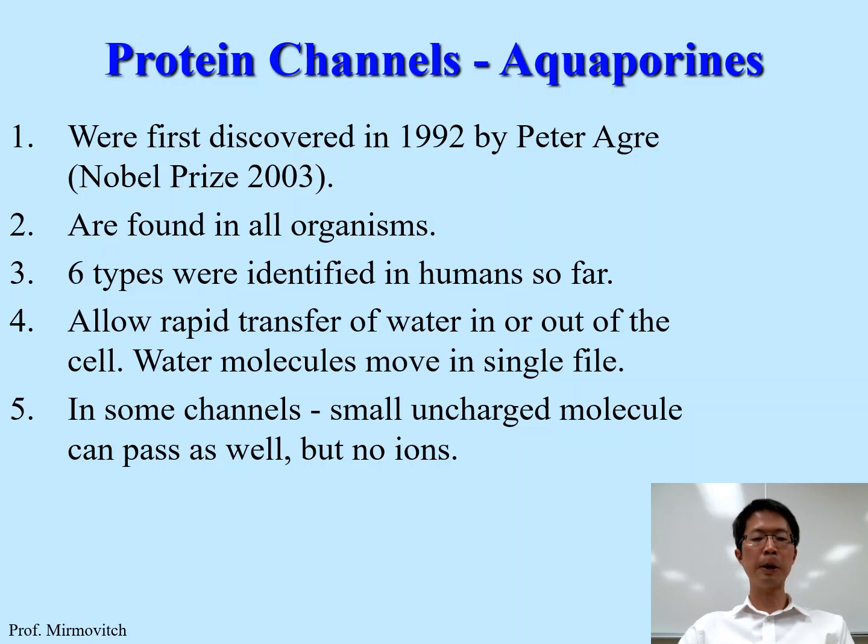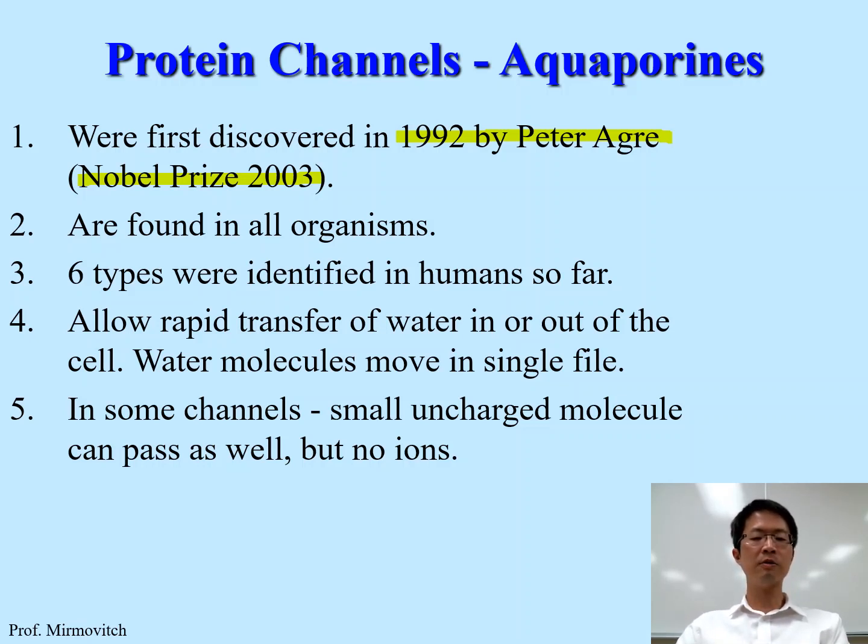Aquaporin was discovered by this person in 1992, Peter whatever. He got the Nobel Prize in 2003. That's over, what, 11 years. 11 years is considered a short time for people to wait for the Nobel Prize. Nowadays, you have more and more people waiting for the Nobel Prize. So 11 years is considered a short time.